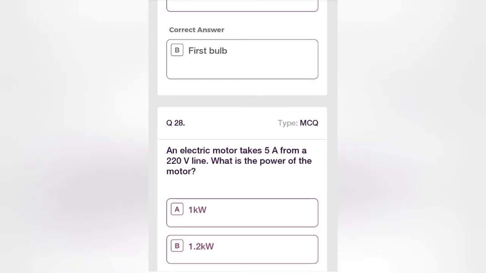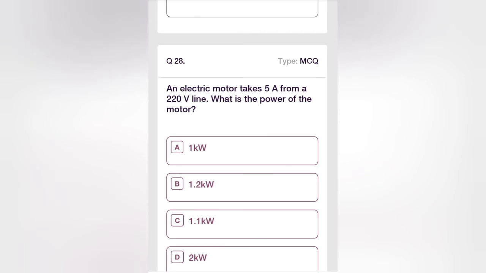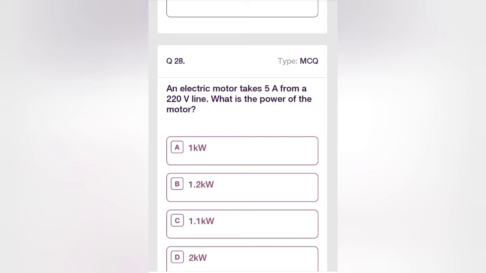Next question. An electric motor takes 5 amps from a 220 volt line. What is the power of the motor? So here current is given, voltage is given, we can find the power. Power is equal to V into I. Cos phi is going to be 1. So this is equal to 220 into 5. So we get 1.1 kilowatt. Option C is the correct answer.